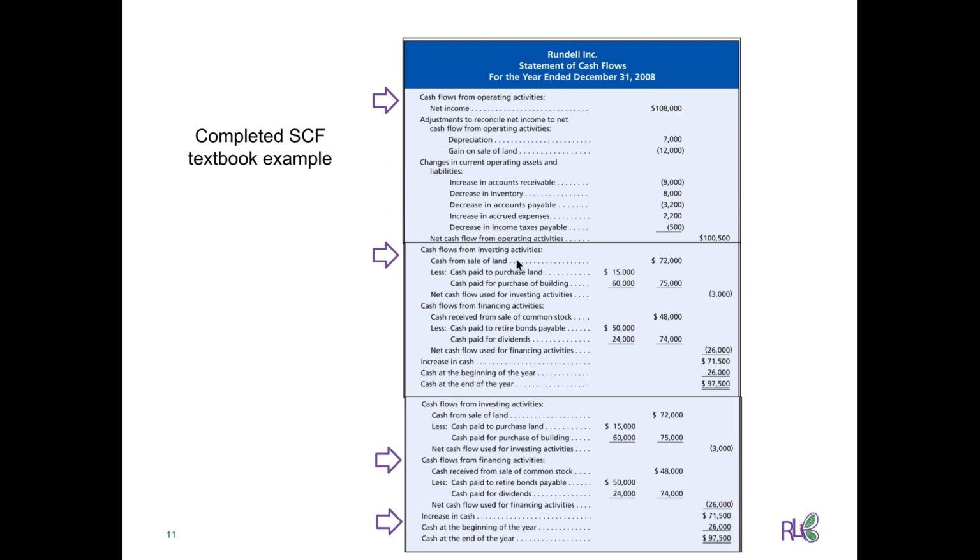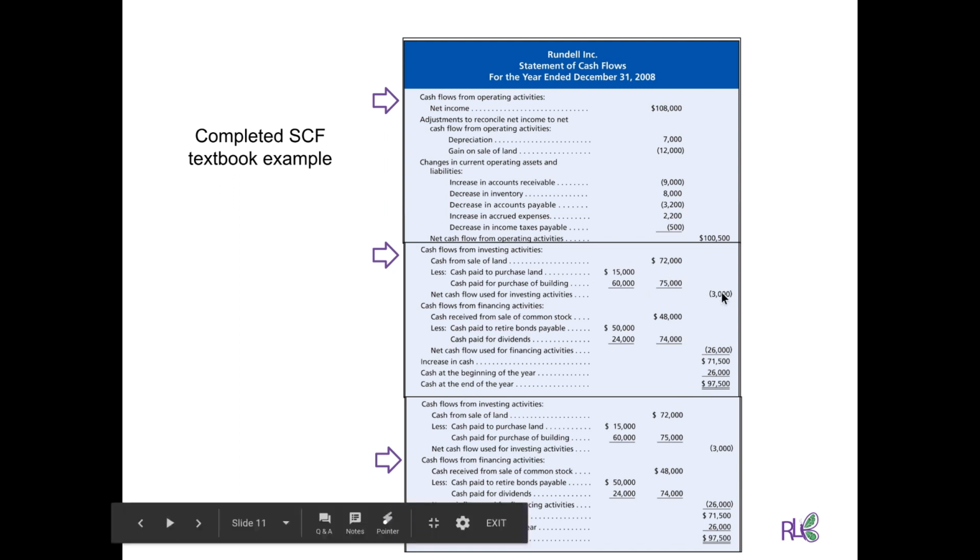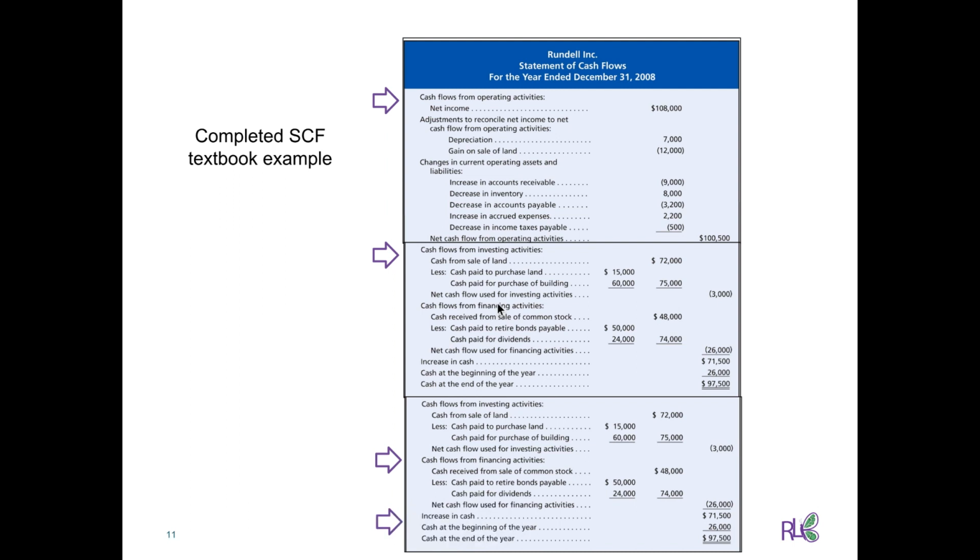Here in the investing cash, we had land that was sold. Okay, so we got cash for it of $72,000. Then we purchased some land for $15,000, and then we purchased a building for $60,000. So that net total is $75,000. So we add the two together for cash coming in. And this is duplicated for cash coming in. This is $3,000.